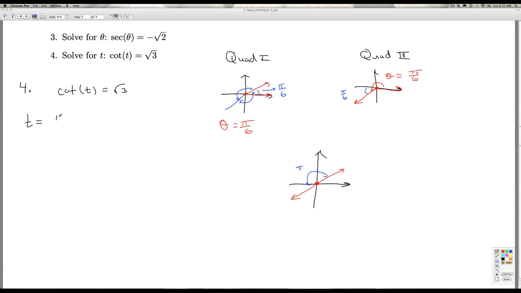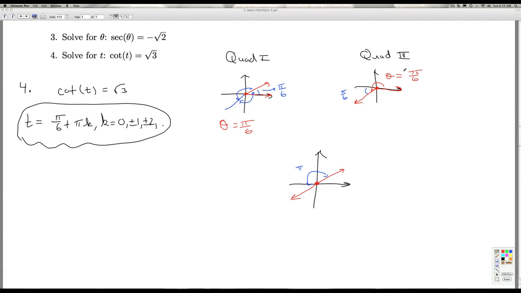t equals pi over 6 plus pi times k, for k is 0, plus or minus 1, plus or minus 2, and so on. So that'll do it for number 4.